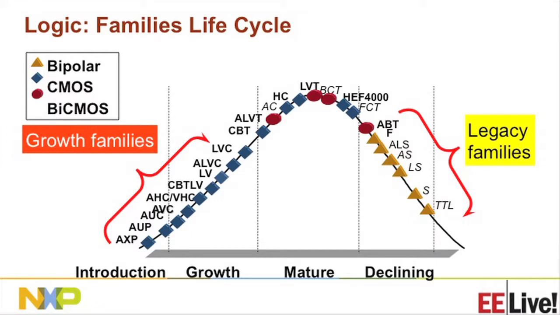So if you look at the life cycle of these logic families, you would see most of the newer logic families on the left-hand side. These are in the ramp-up or introduction phase. You would see AXP, AUP, and AVC. Those are the low voltage families. Most of the 5 volt families, including LVT and HC, are mature, and they are shipping in volume there. But then the bipolar and BiCMOS families are on the right-hand side, which are in a declining phase or being phased out.